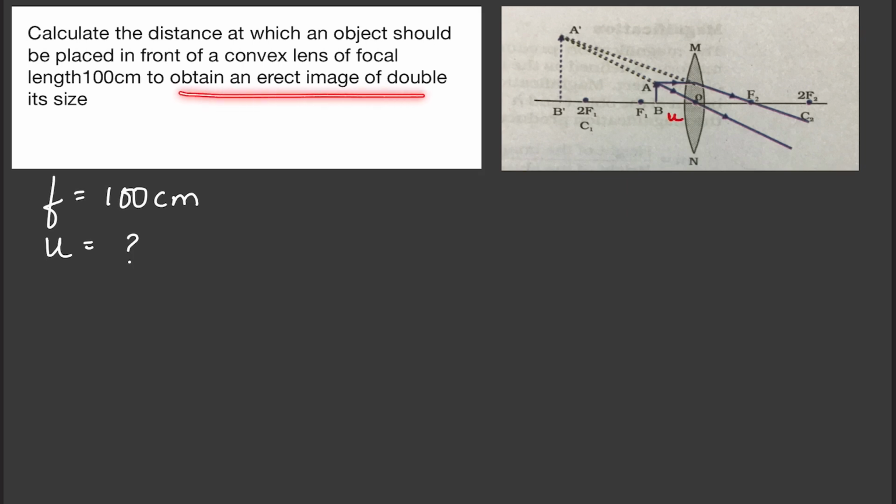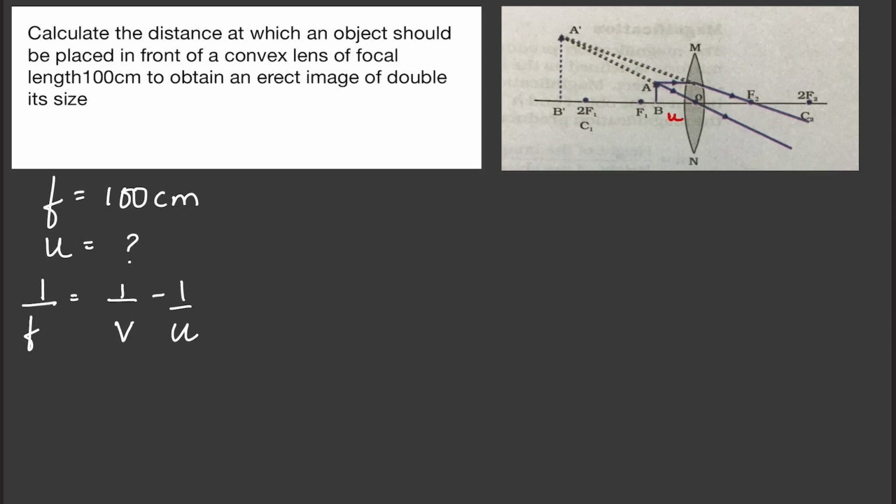And what is the nature of the image they have mentioned in the question? They are telling the image formed is an erect image, and also it is double the size of the object. If AB is the object, A dash B dash is the erect image formed double the size of the object. These are the clues they have given. And we know the formula which relates focal length, image distance and object distance is the lens formula.